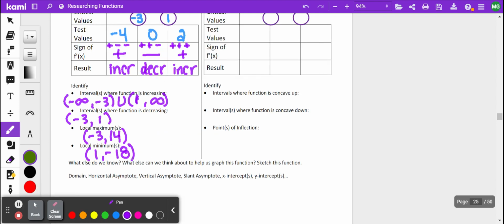All right, did you get the same intervals as me? And did you get the same local max and local min? Hopefully you did. That was just substituting -3 into the original function to get 14, and 1 to get -18.